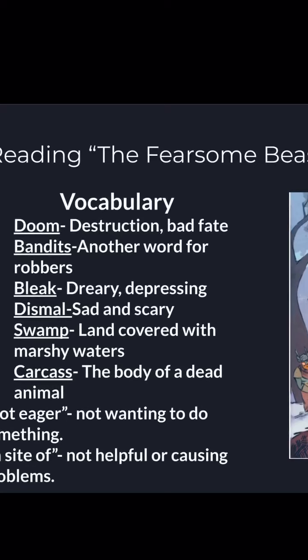Next word, swamp. That is land covered with marshy waters. For example, there were many alligators in the swamp. Next word, carcass. That's the body of a dead animal. For example, my cat brought the carcass of a mouse to the door.